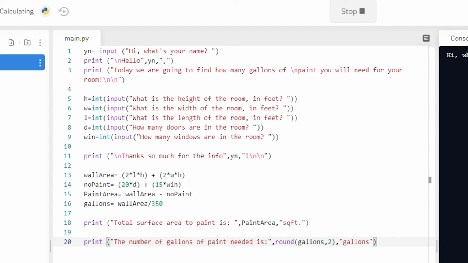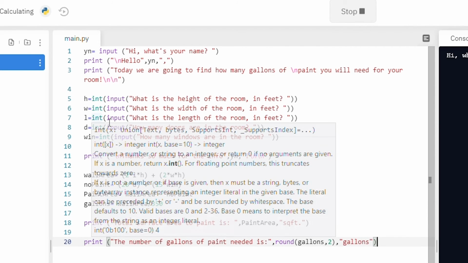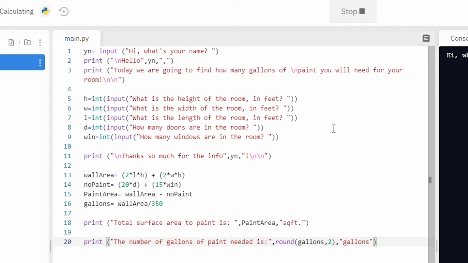In the beginning, we have the introduction, which is asking what the user's name will be, and the greeting, saying hello to the user. And then we're telling them what we're going to be doing with the information that they give us. Then we go into getting our variables filled for the calculations that we're going to create or use to get the information that we're looking for.